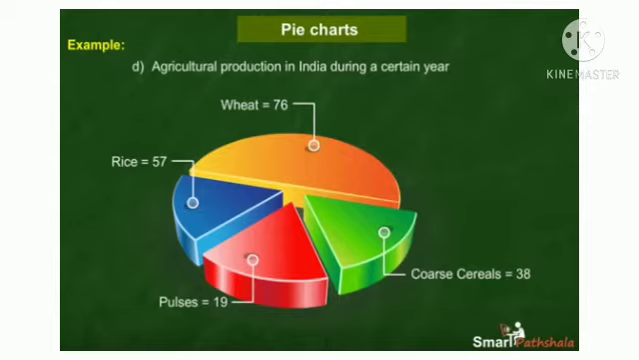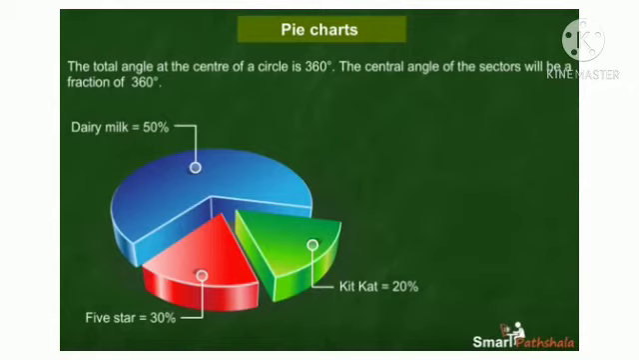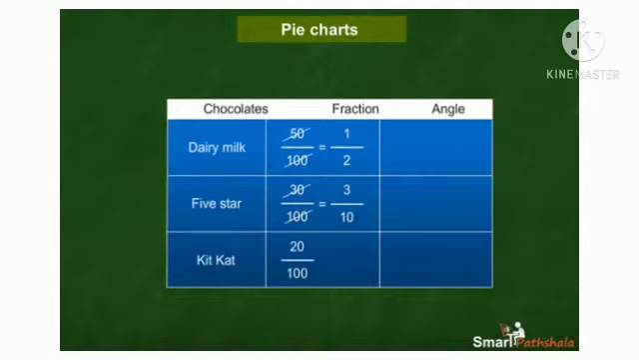Drawing pie charts. Dairy Milk is equal to 50%, 5-Star is equal to 30%, Kit Kat is equal to 20%. Now, we have to represent this data in the form of a pie chart. Chocolates in the form of fractions. Dairy Milk is equal to 50 upon 100, is equal to 1 upon 2. 5-Star is equal to 30 upon 100, is equal to 3 upon 10. Kit Kat is equal to 20 upon 100, is equal to 1 upon 5.